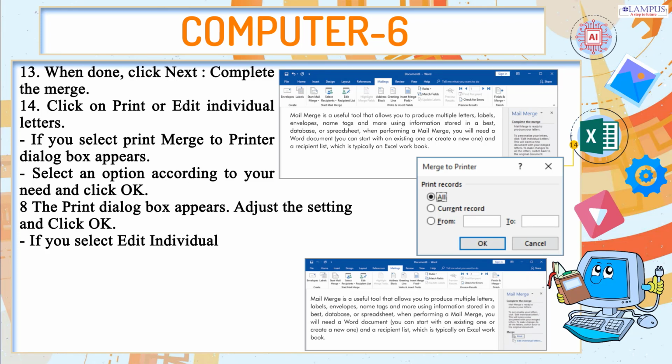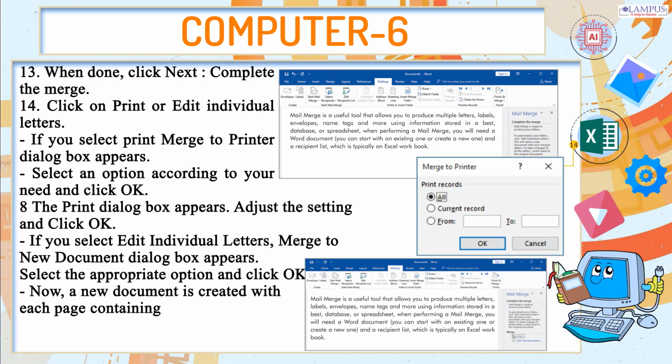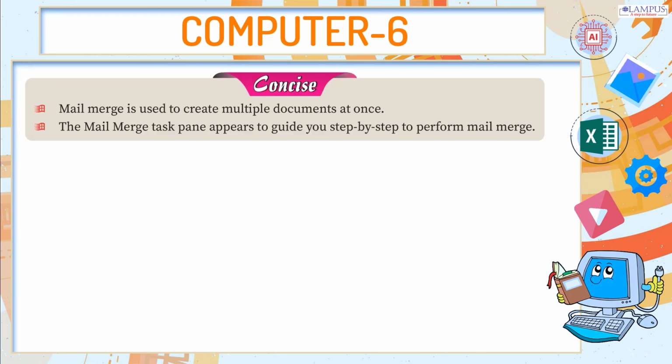If you select Edit individual letters, the Merge to New Document dialog box appears. Select the appropriate option and click OK. Now, a new document is created with each page containing a merged letter. Save the merged file for future use. In short, mail merge is used to create multiple documents at once. The Mail Merge task pane appears to guide you step by step to perform mail merge.